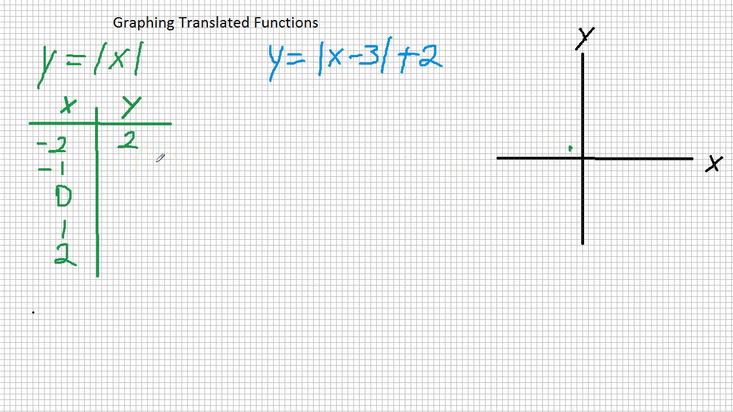Then plug in -1. The absolute value of -1 is 1. So we have the point -1, 1. Put our dot. And then when we plug in 0, absolute value of 0 is 0. So we are right here. And then plugging in 1, absolute value of 1 is 1. So we go right 1, up 1. And then absolute value of 2 is 2. So we go right 2, up 2. Okay, and then we're going to connect our dots with a line.